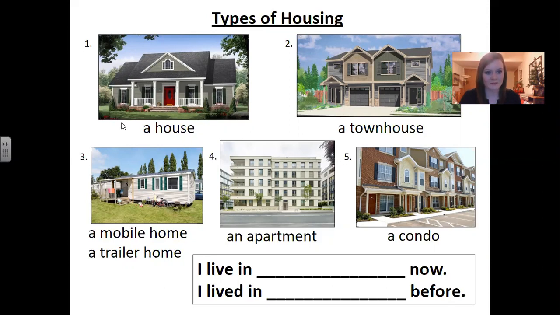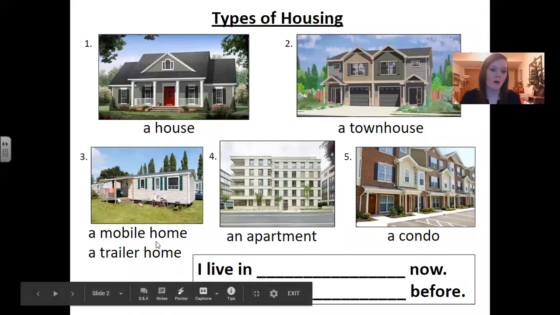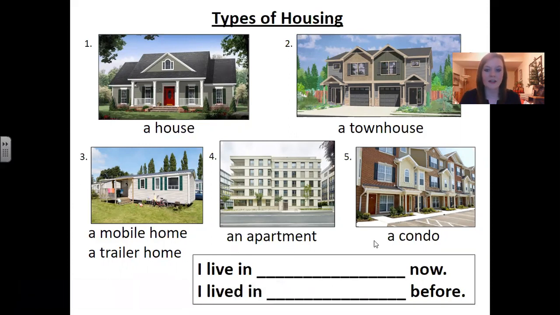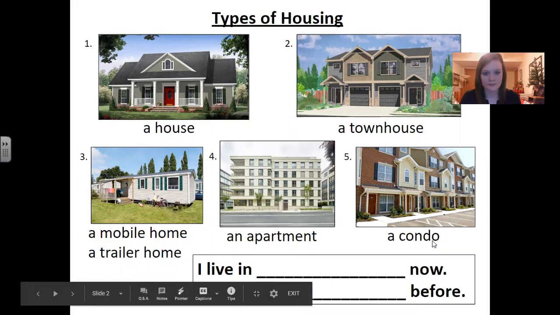Number 1, a house. Number 2, a townhouse. Number 3, a mobile home or a trailer home. Number 4, an apartment. Number 5, a condo.